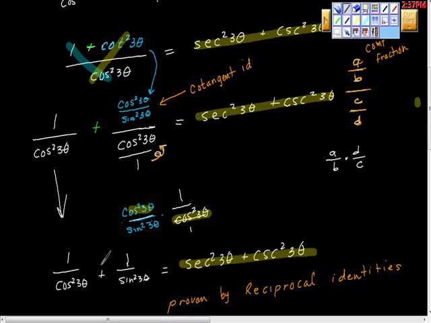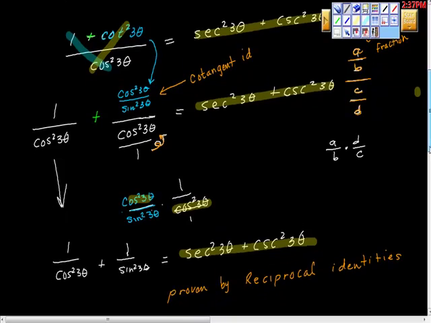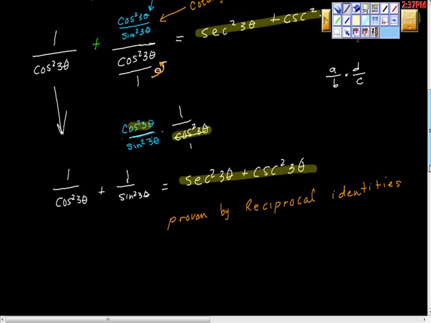Well, if we look at this carefully, what is 1 over cosine of theta? It's secant of theta, right? And so I'm comparing this piece to this piece, and they match. And now I'm looking at 1 over sine squared 3 theta. Well, isn't that the reciprocal identity of cosecant squared 3 theta? Yes, it is. So we actually have proven this. We've proven it by the reciprocal identities.